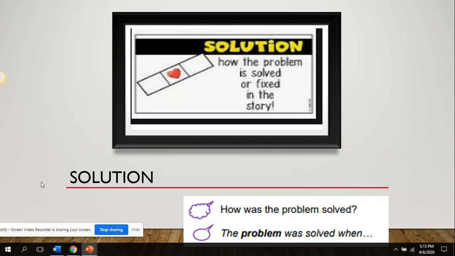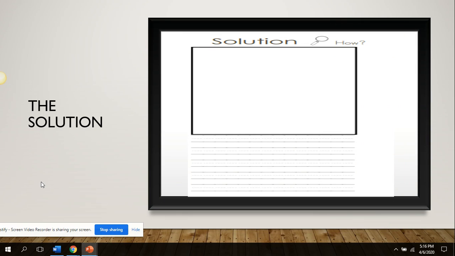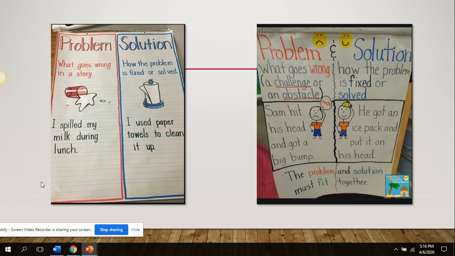Now, moving on to the fix part of the story, known as the solution. A solution tells the reader how the problem in the story will be solved or fixed. Let's go over a few examples of problems and solutions.